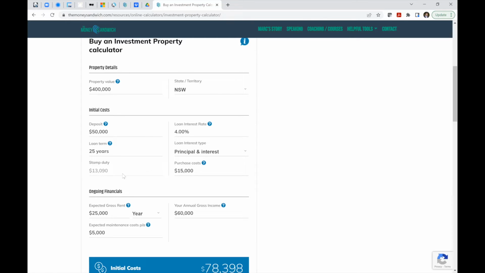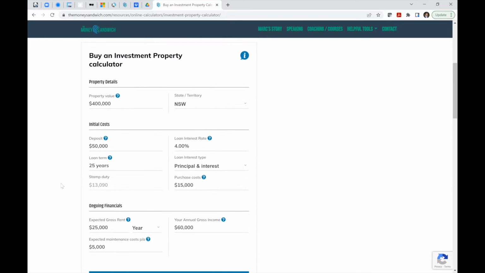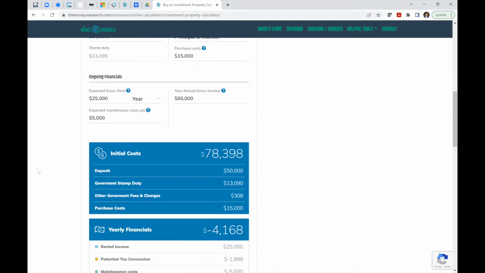The stamp duty is grayed out because by putting the state and territory in above, it will automatically work that out. But there's purchase costs, which may be legal fees, and you can even click on the question mark there for property inspection charges, pest inspections, other costs in purchasing. So if I scroll down a bit further, the ongoing financials, we're expecting a $25,000 a year rental, and I've put that in there under yearly. If you want to put that under monthly, fortnightly, weekly, you can as well. And you'll just get some idea of whatever area that is, the typical rent that you can have.